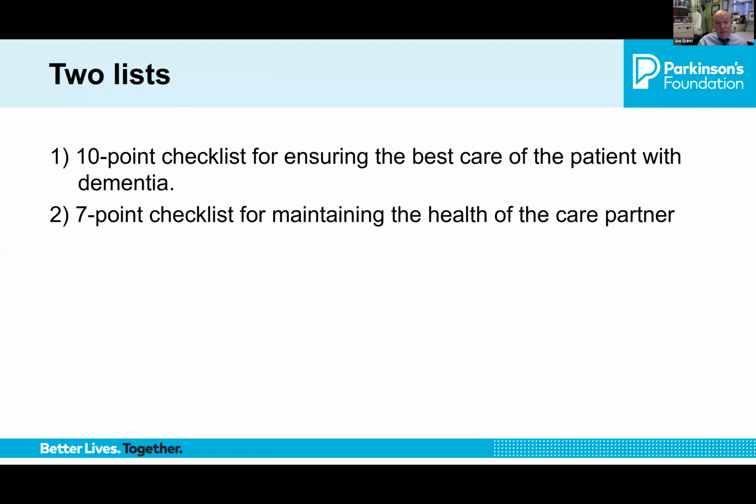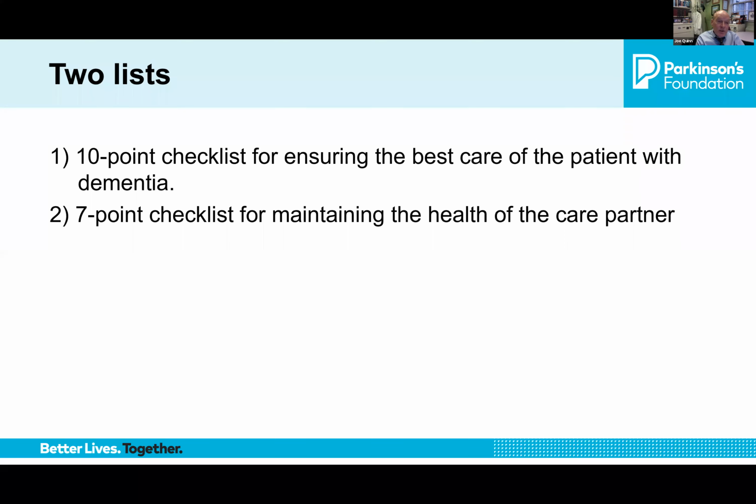And the way I'm going to proceed through the rest of the talk is to run through two checklists. So the first one is a 10-point checklist, and we are going to try to touch on items that we think will help with optimizing the care for the patient. This is a checklist that happens to be modified from something from the Alzheimer's Association, but we've found it to be useful in a number of different settings, and I've modified it a little bit for Parkinson's disease here.